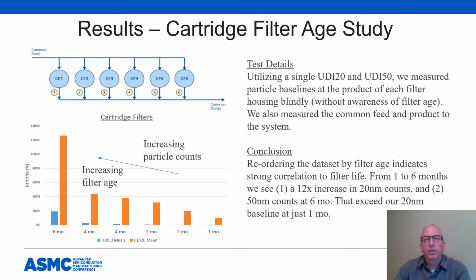Reordering the dataset by filter age, as shown in the chart below, exposed a strong correlation between particle counts and filter life. Remarkably, from just 1 to 6 months, we see a 12x increase in 20 nanometer counts, and 50 nanometer counts at 6 months that well exceed our 20 nanometer baseline at just 1 month. In the next 2 slides, we will see the influence that this 6-month-old filter has on the overall system performance.